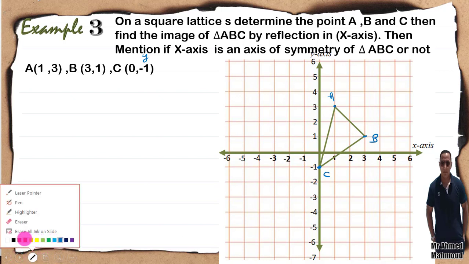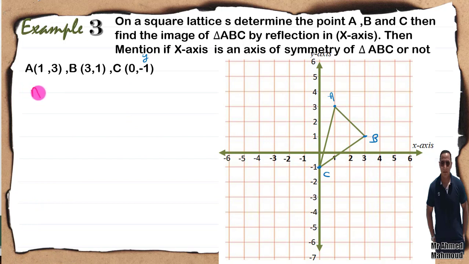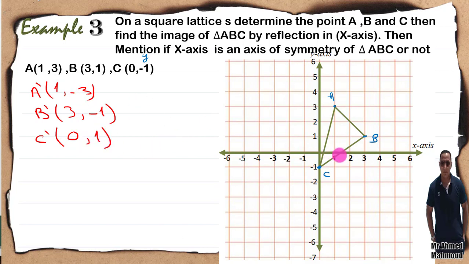Now I'm going to write the images. A dash. In the x-axis we change y, so it will be (1, -3). B dash (3, -1). C dash (0, 1). Okay, (1, -3): 1, go down to negative 3. This is A dash. (3, -1) is B dash. (0, 1), this is y, so this point is on the y-axis, (0, 1). This is C dash. I'm going to connect them.